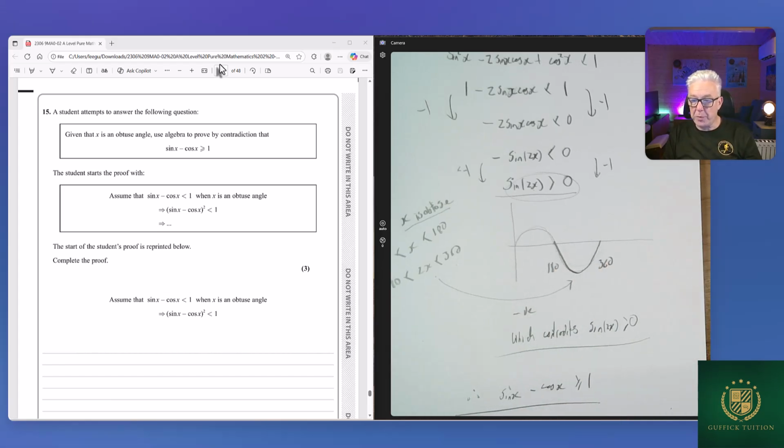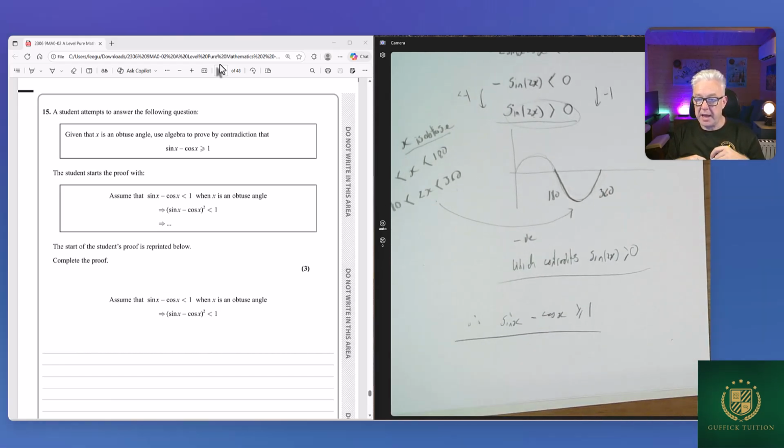So therefore the opposite must be true, and sin x minus cos x must in fact be greater than or equal to 1. Okay, and that concludes this paper.